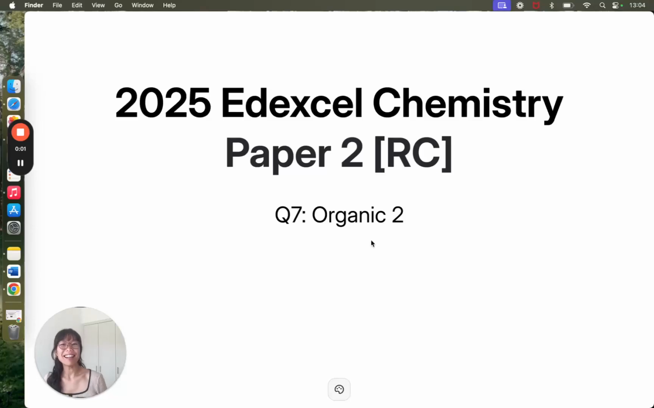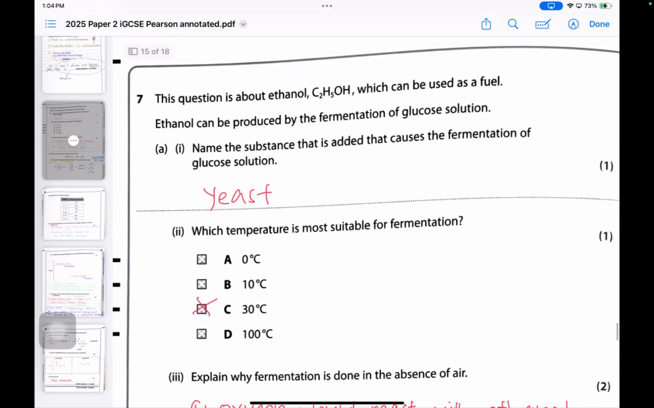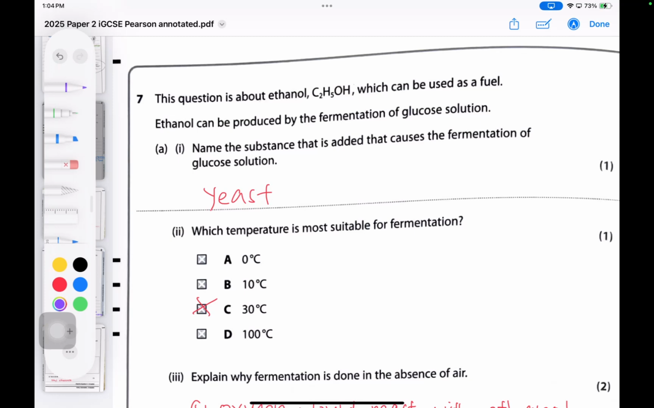Are you ready for the last question? This is our last 15 marks for paper 2, and this is organic 2. Of course it's going to be organic 2, what else, right? Okay, so let's dive into it. I'm going to try to finish this in one sitting so you can see the flow of how 15 marks will feel like. Do you have the stamina to complete this?